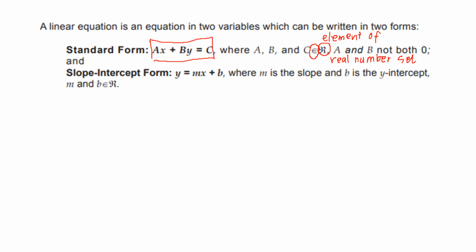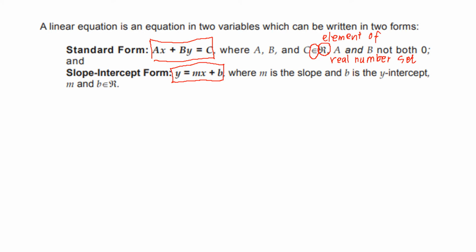Okay? Next, we also have the slope-intercept form. That's the second way to write a linear equation. And it is in the form y is equal to mx plus b. This is very similar to what we have discussed last meeting because this is where you can see the slope and the y-intercept. So m is the slope and b is the y-intercept. m and b are elements of the real number set. Okay, so remember m, the slope, and also the y-intercept are all elements of the real number set.